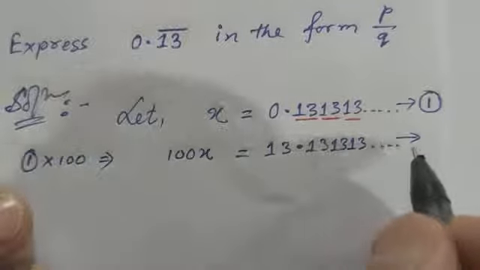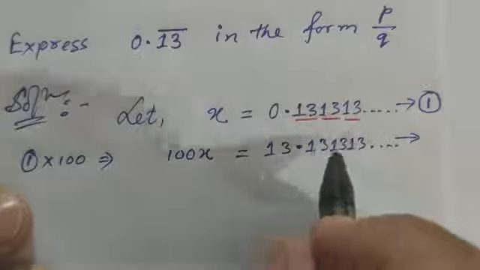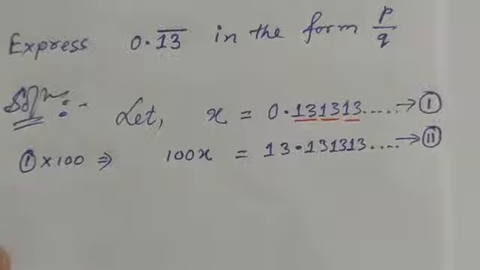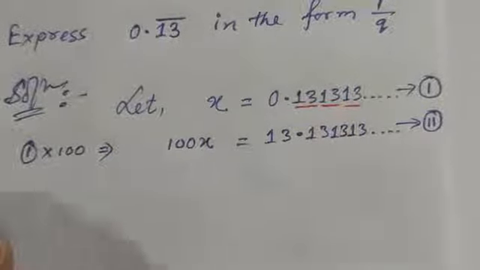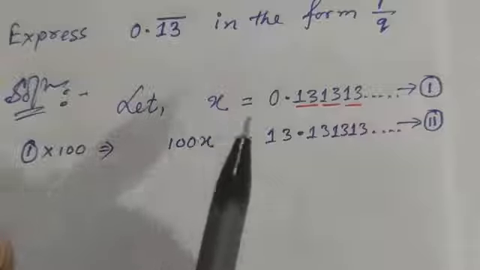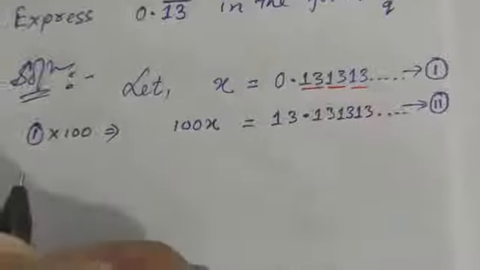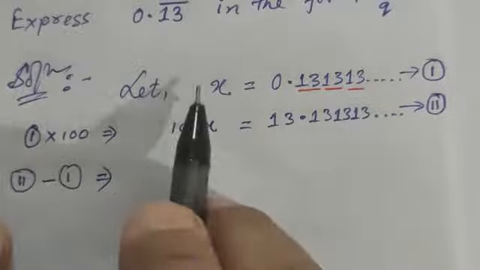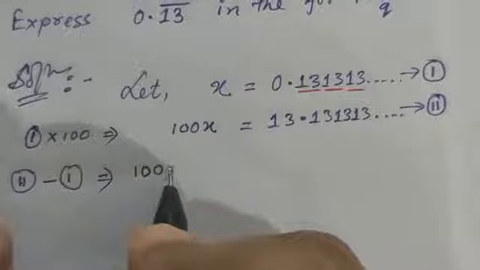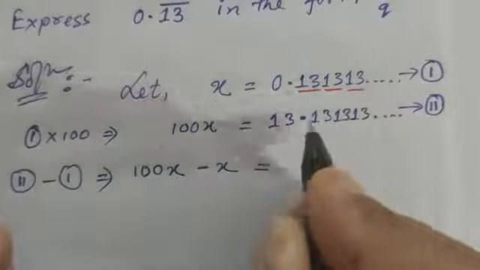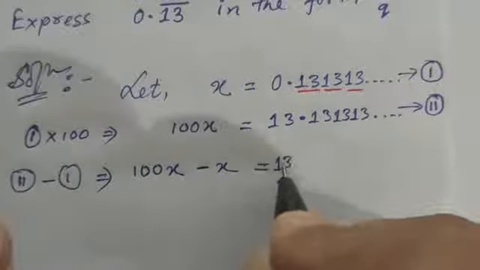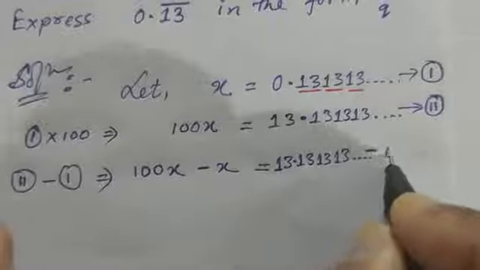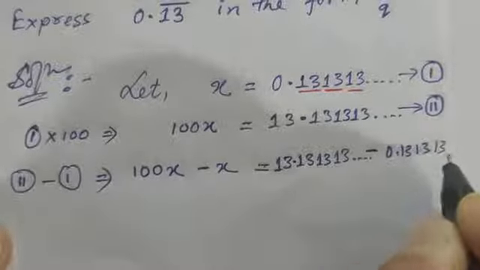Because 13 is repeating, after this also there will be 13. We have written only 3 or 4 times 131313. So this is equation number 2. Now the same procedure we have to follow: we are going to subtract equation number 1 from equation number 2. Left hand side minus left hand side will give you 100 times x minus x, and right hand side minus right hand side will give you 13.131313 repeating minus 0.131313 repeating.